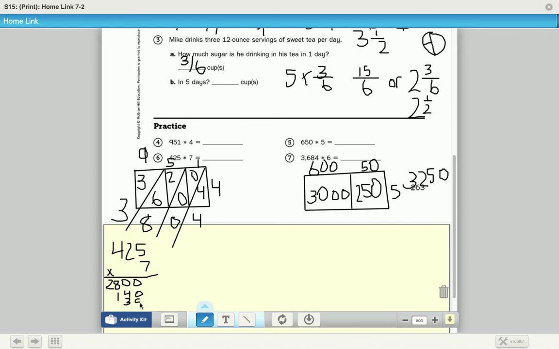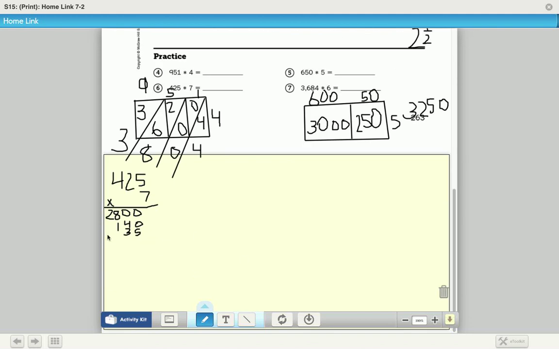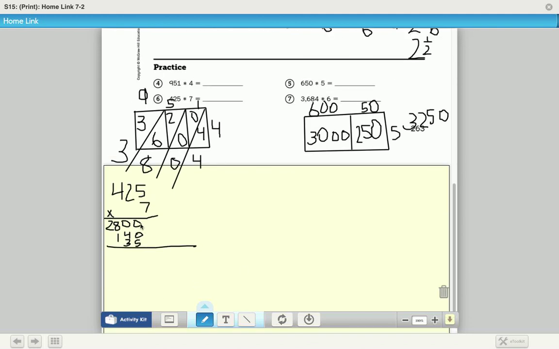So if I add them up, maybe I have room. Okay, 0 plus 0 plus 5 is 5. 4 plus 3 is 7. 8 plus 1 is 9. And then I have 2 in my thousands column. 2,975.